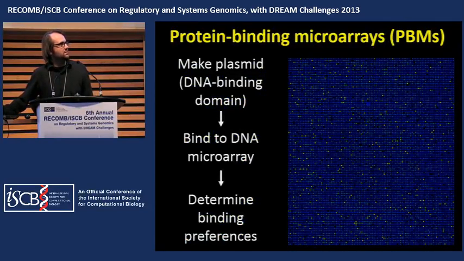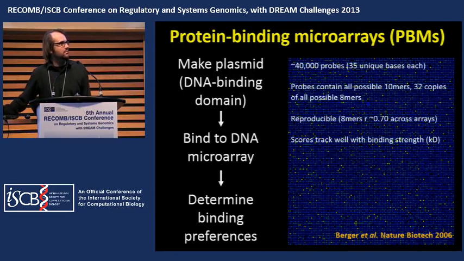So I did my postdoc in Tim Hughes' lab, and the assay of choice that we use for determining transcription factor binding specificities is the protein binding microarray. Just in brief, the basic idea is you make a plasmid that usually contains the DNA binding domain itself and then the 50 amino acids flanking it. Then you use this to bind to a DNA microarray, and based on which probes light up, it tells you something about the specificity of the transcription factor.